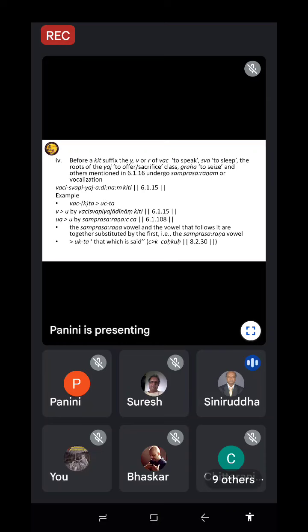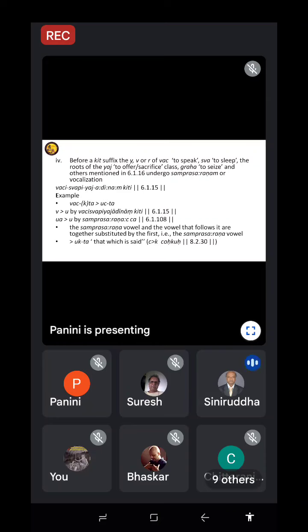Samprasarana is another type of sandhi. What happened? The semi-vowels, yavarala, change to basic vowels, iurulu. The examples are given here. Just see this. And how is it possible, when? There it was yan aci, if a vowel follows, ik becomes yan. But here, if the suffix is kit, then the dhatu gets samprasarana, gets vocalization.